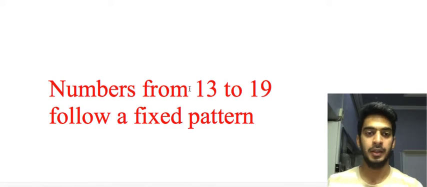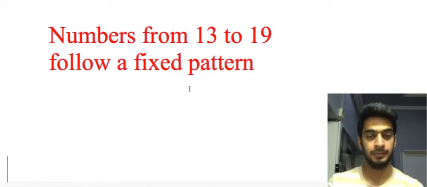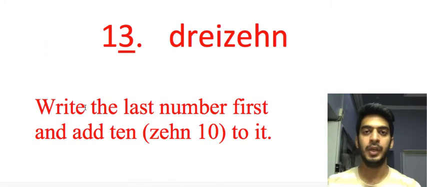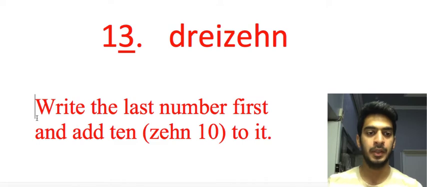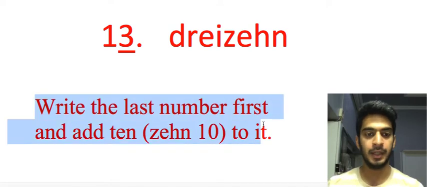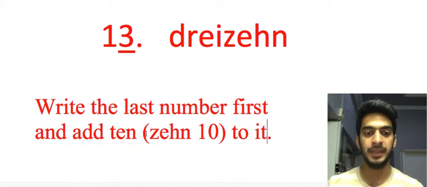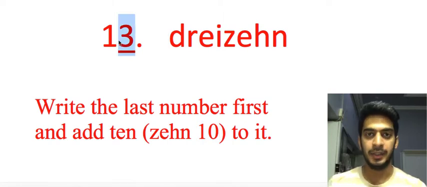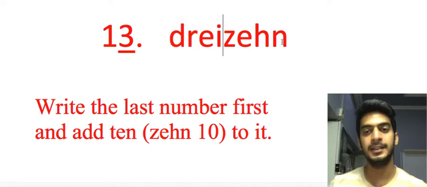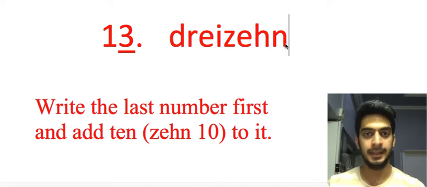Rule number 3. Numbers from 13 to 19 follow a fixed pattern. That's interesting. Now we have number 13. We have an important note here. Write the last number first and add 10 to it. 10 means zehn. Like you all know, 10 is known as zehn. So, the last number is 3, drei, and then we add zehn to it. Dreizehn.